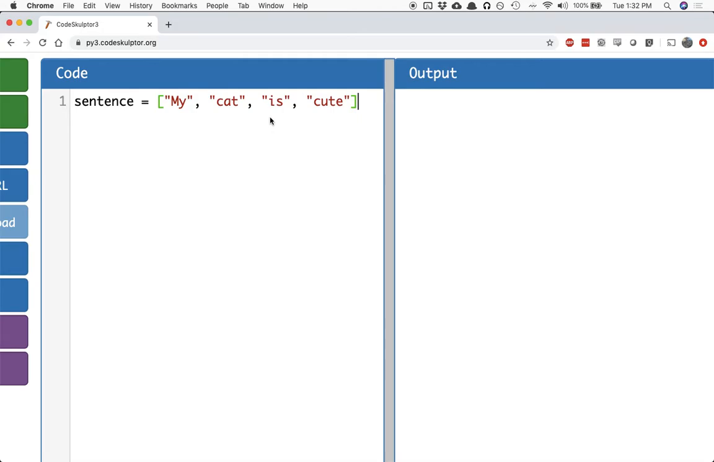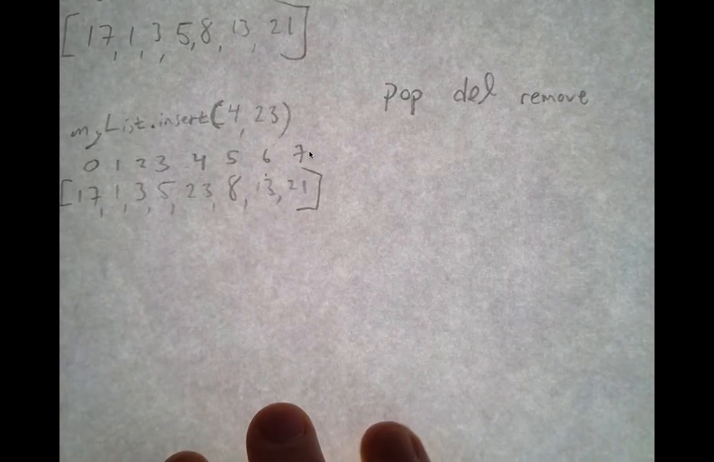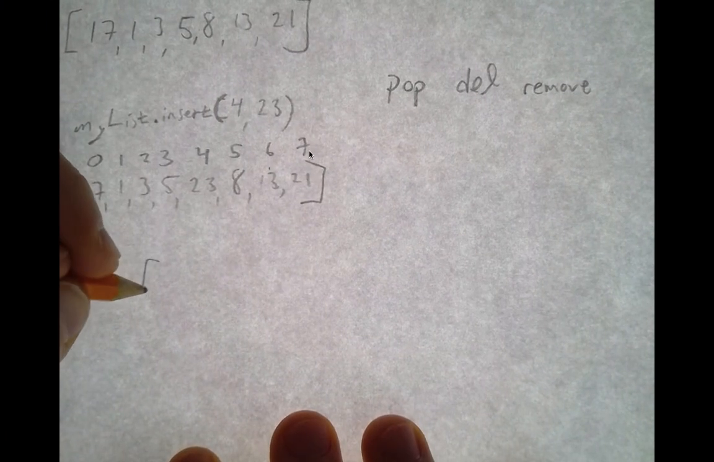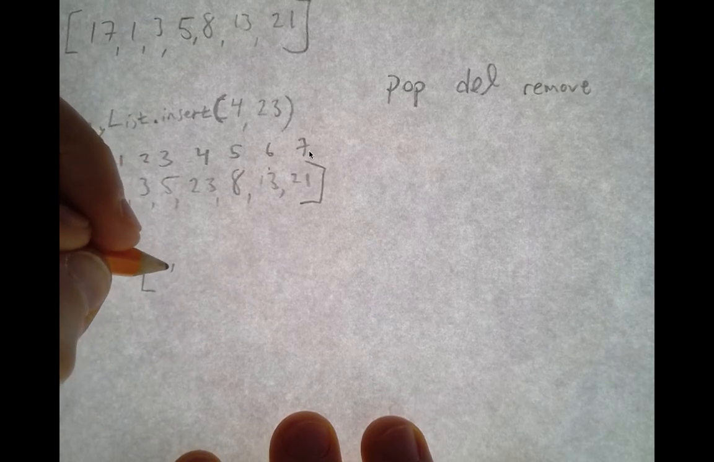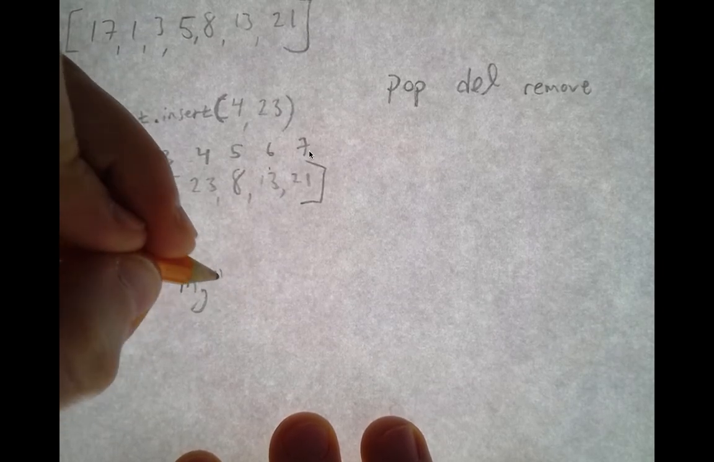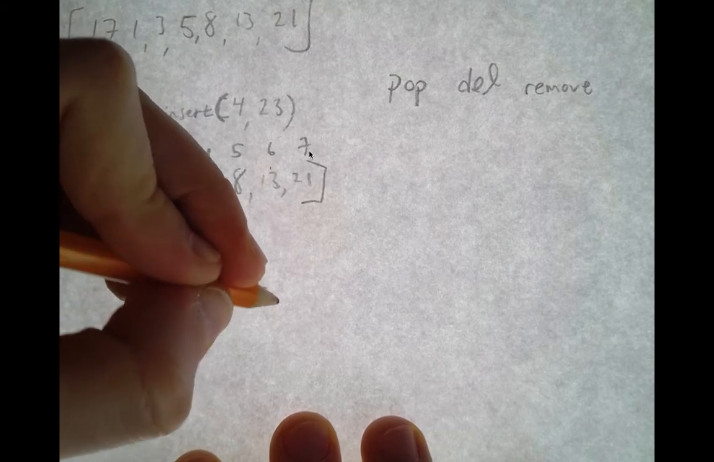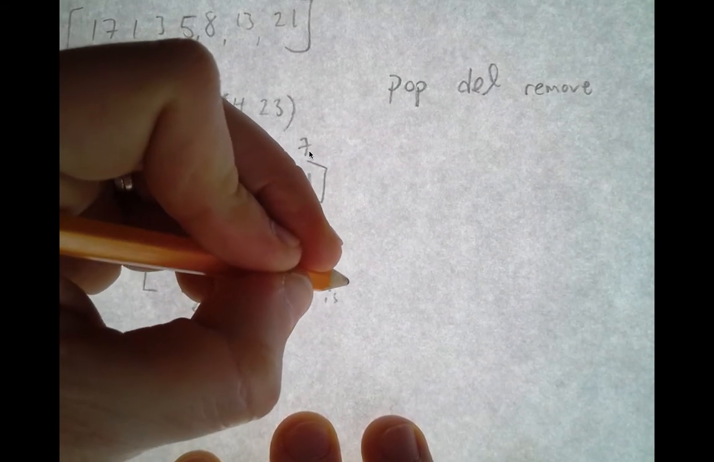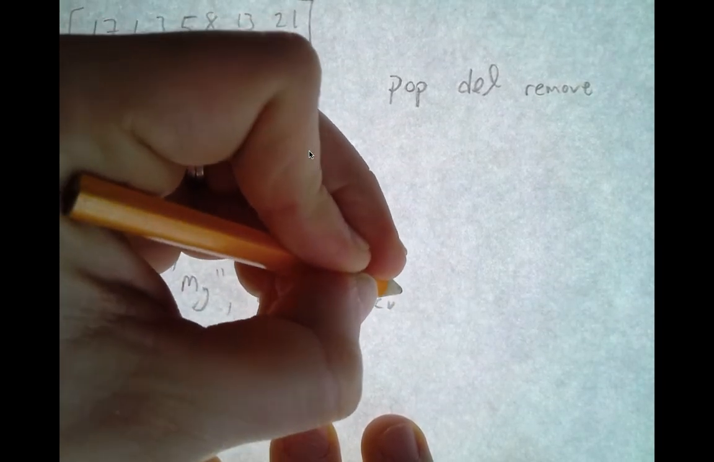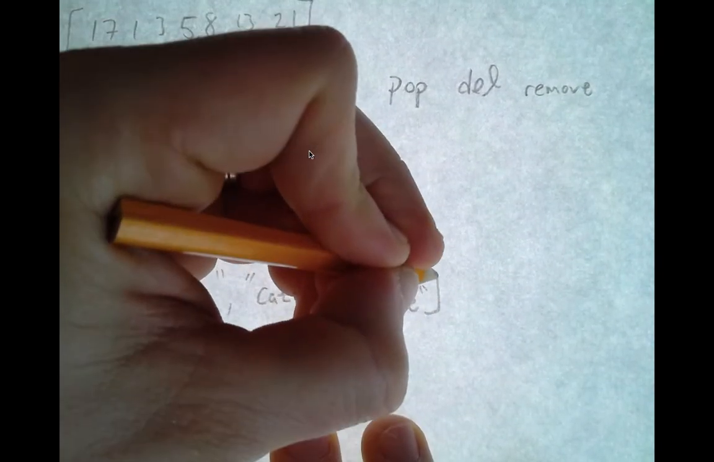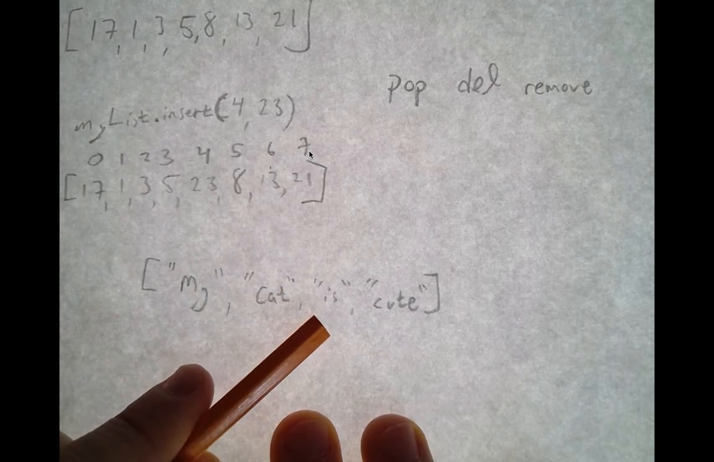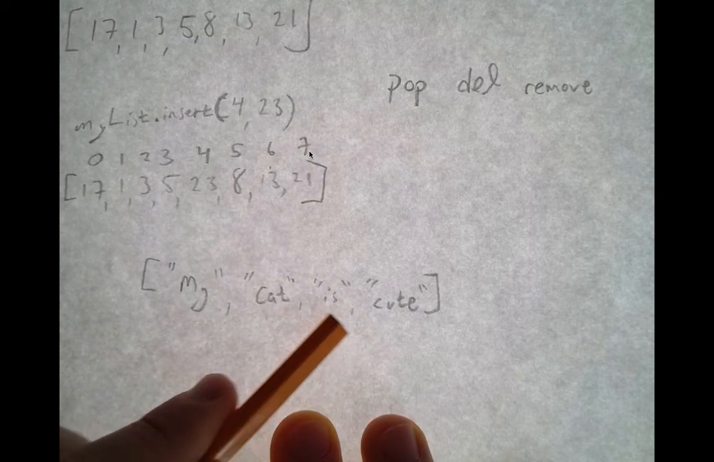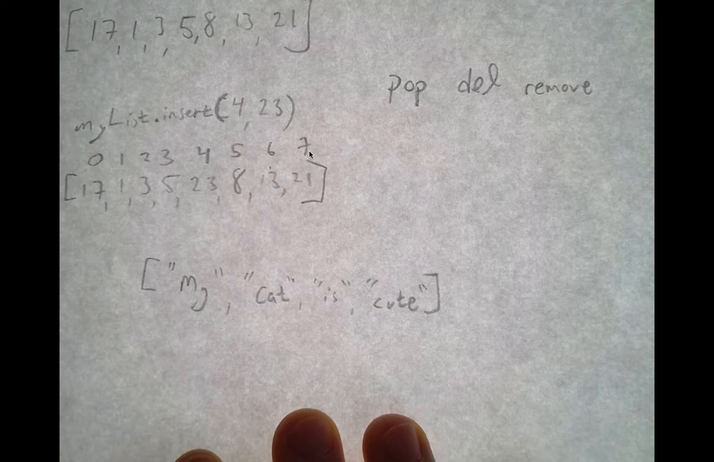And this works just the same way, right? So the sentence variable is holding on to this list of my, comma, cat, is, cute. Though that's actually kind of mean. Maybe I should switch it to my cats are cute because I have two of them. But whatever, we're leaving it as it is.